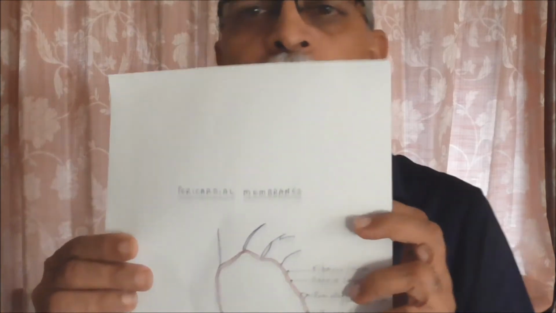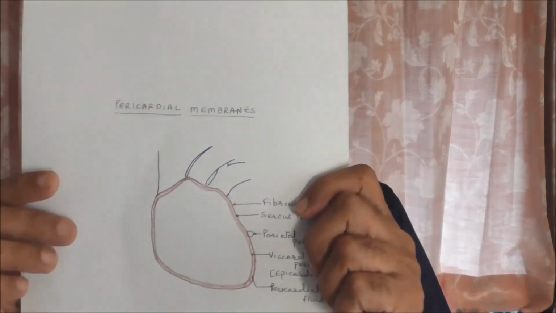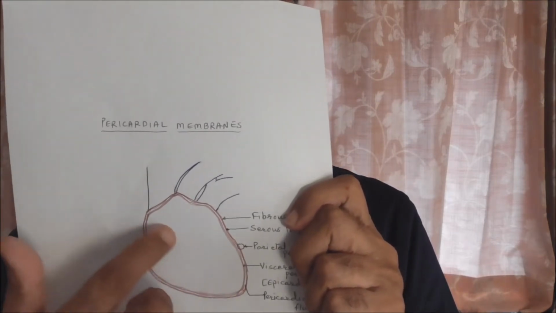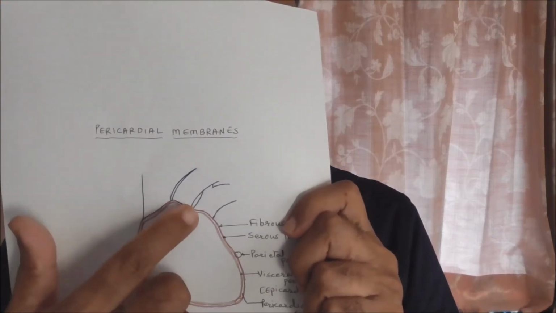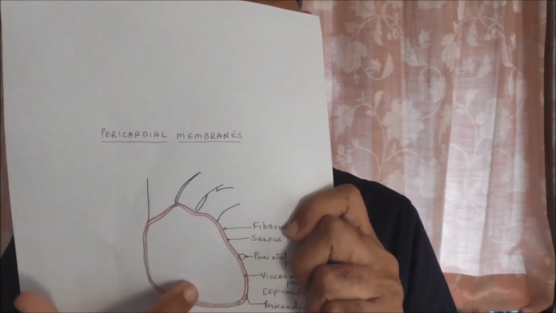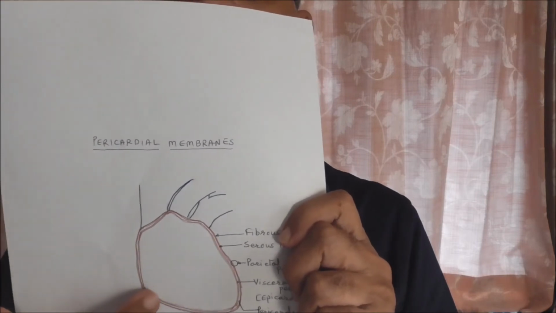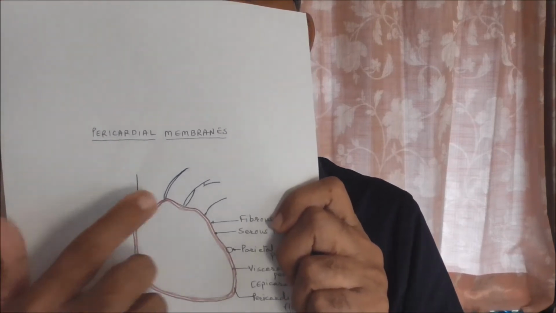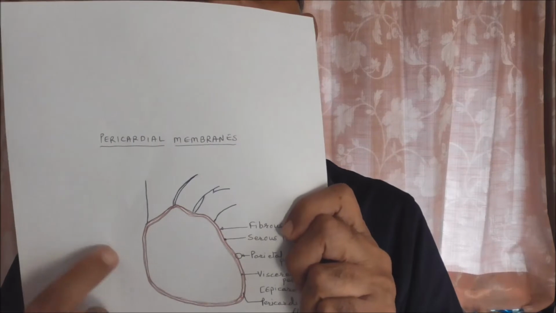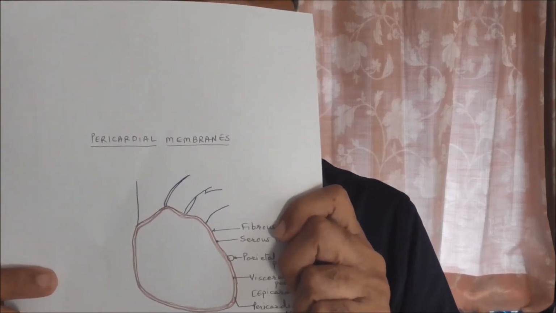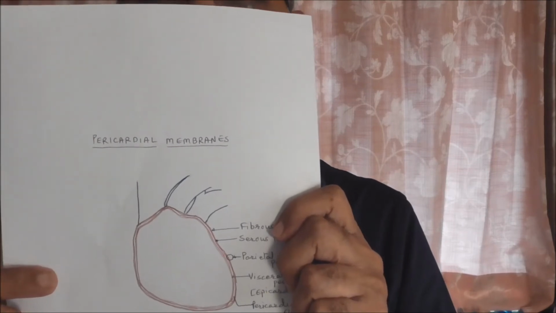positioning. When we talk about the morphometry, the size measurements, if say this is the heart, this length is around 13 centimeters, the height is about 9 centimeters, and the width or the diameter is around 6 centimeters. The weight is 260 grams in females, 310 grams in males.